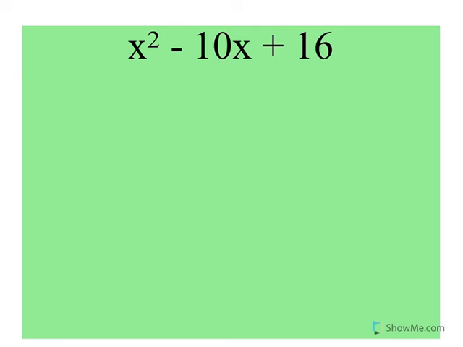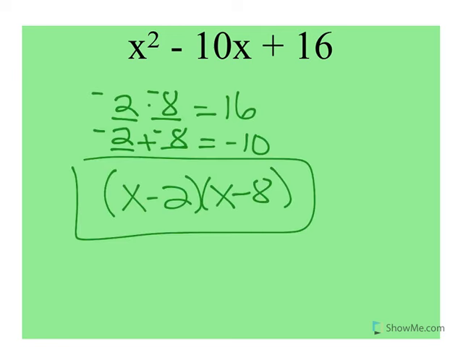Again, I'm going to pause and I want you to come back and see how you did. Were you able to find that the numbers negative 2 and negative 8, a negative times a negative does equal the positive 16? A negative 2 plus a negative 8 equals the negative 10 when we add. So our two factors both have a minus sign this time. So x minus 2 times x minus 8.